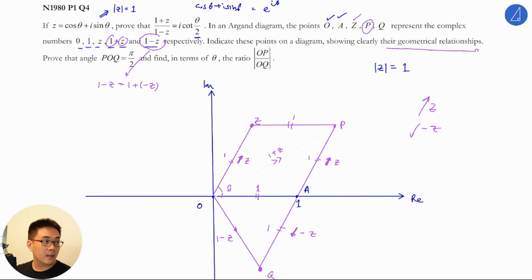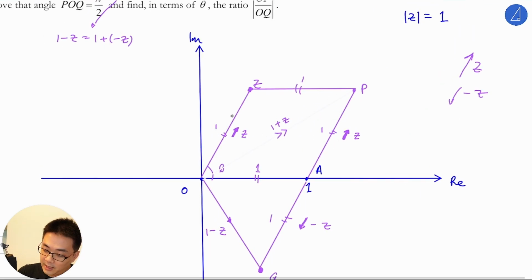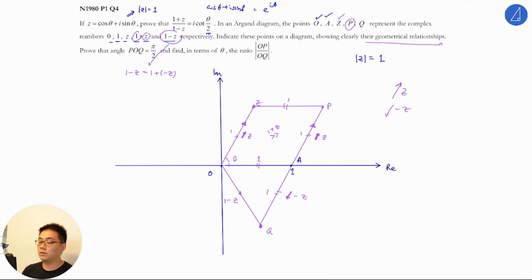Okay, this is a rhombus. Yes, the whole thing is a trapezium. Yes, you're right. But they never ask you to explain the geometrical shape, they just say show the geometrical relationship. So you're right to say, if you want, you can also put parallel lines here. One parallel, right? Because like that. So as long as you can show that this shape is a trapezium, yes, trapezium.